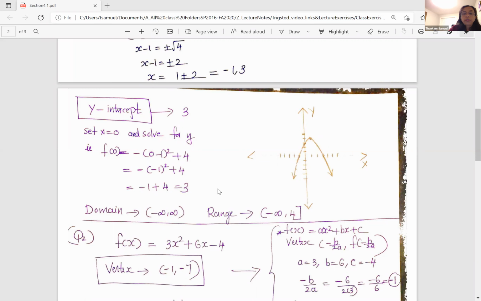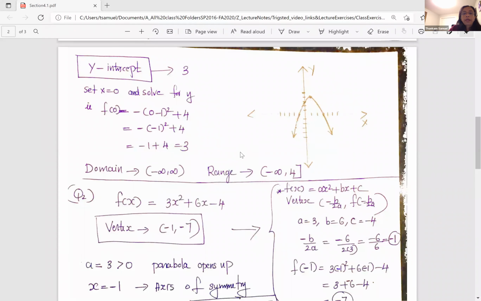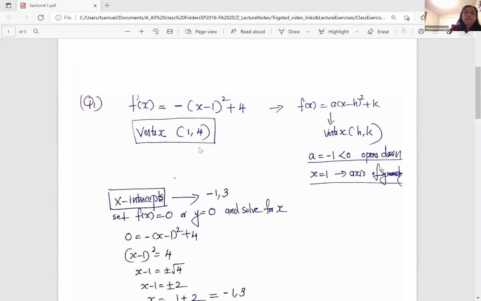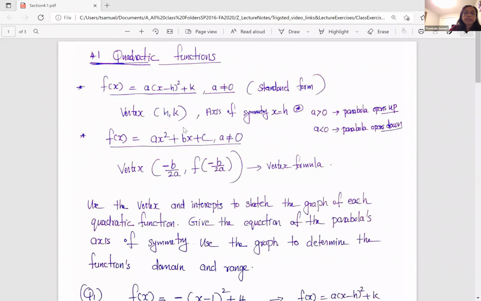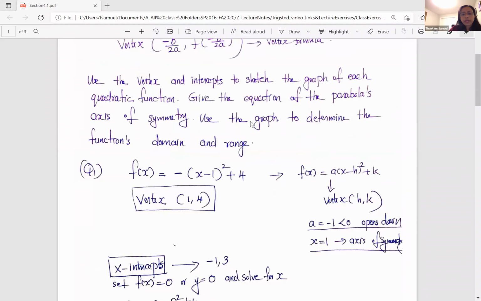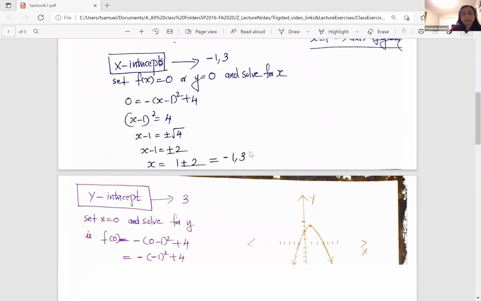So I hope you got this concept and also understood how to graph quadratic functions of the form f of x equals a times (x minus h) squared plus k. Let's look at one more example.